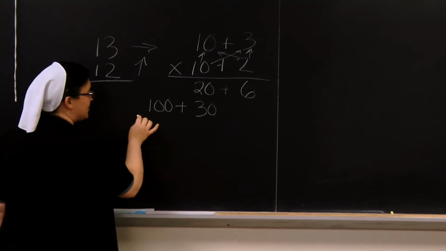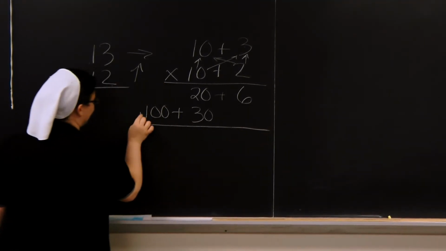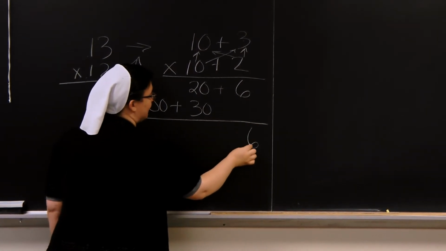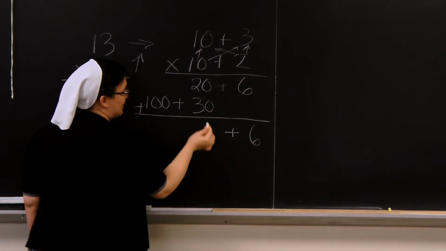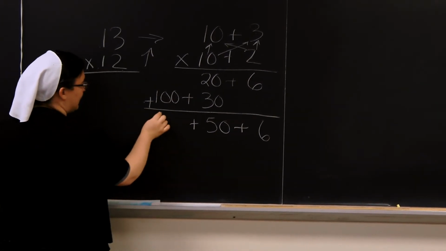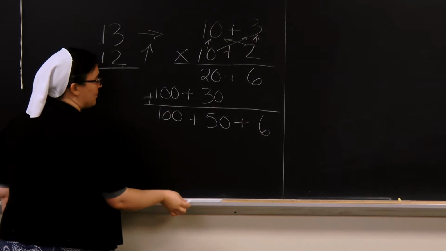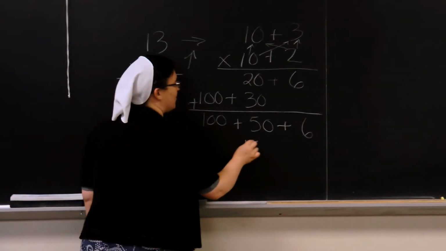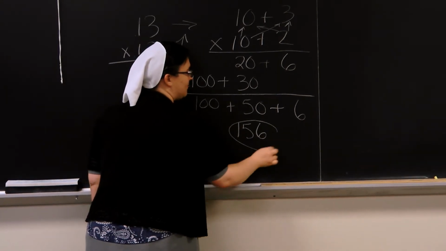When we're all finished, we go ahead and add, and we get 6 plus nothing is 6, 20 plus 30 is 50, and 100 plus nothing is 100. When we're finished, you can add everything together, 100 plus 50 plus 6, for your final product, which is 156.